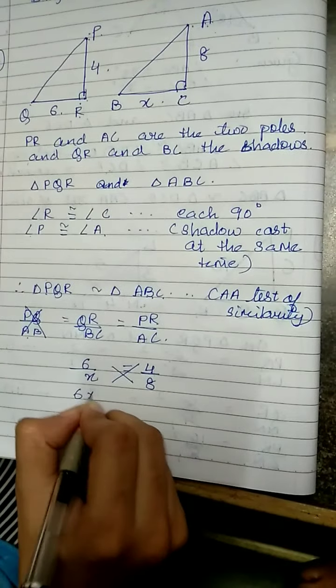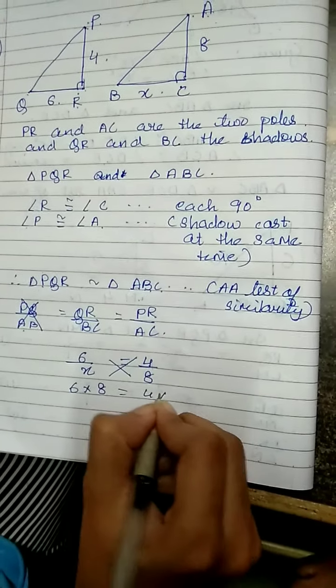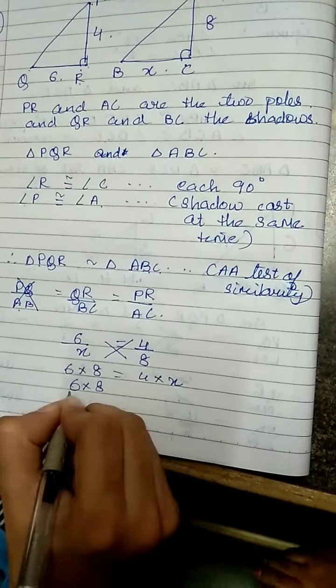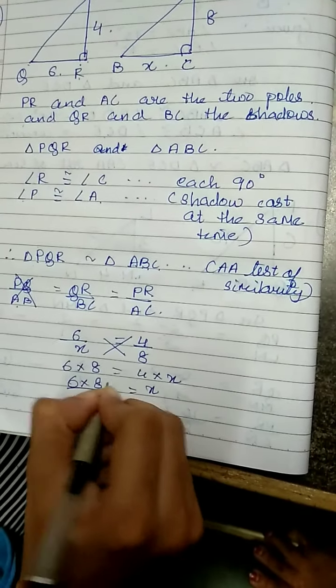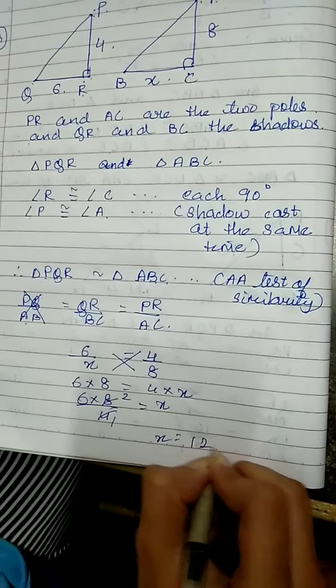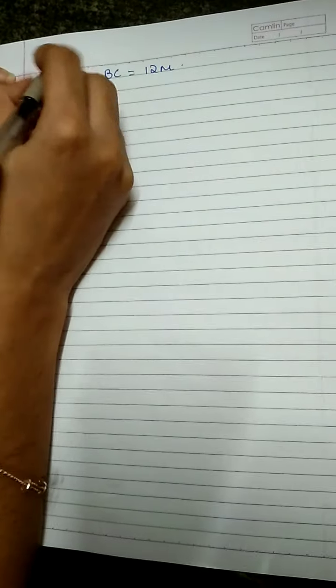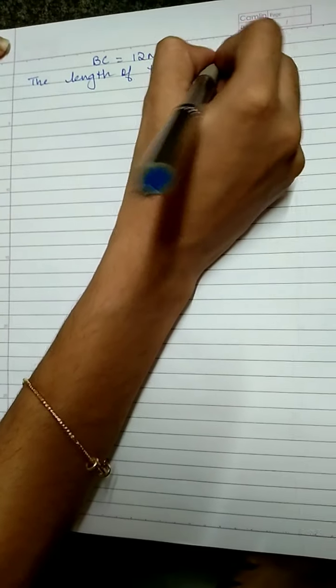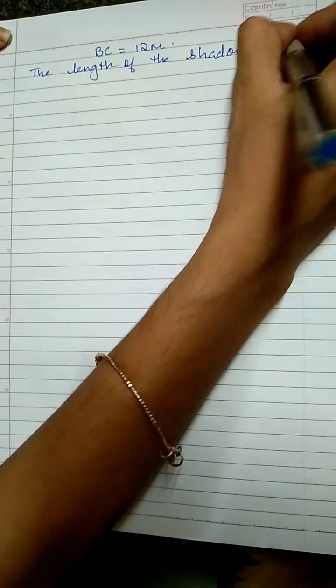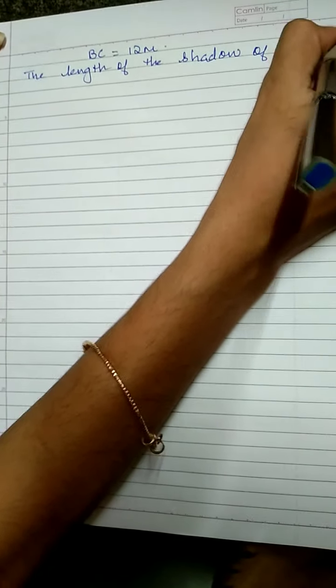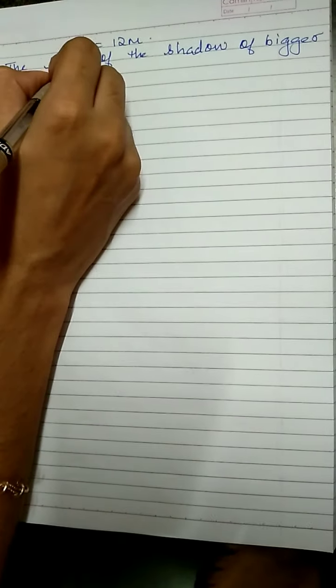Cross multiply. 6 into 8 is equal to 4 into X. 6 into 8 upon 4 is equal to X. 4 twos are 8, X is equal to 12. Therefore BC is equal to 12 meter. Final answer, the length of the shadow of the bigger pole is 12 meter.